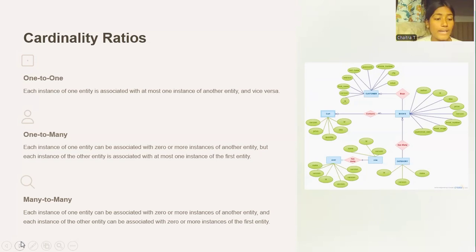Many to many. Each instance of one entity can be associated with zero or more instances of another entity, and each instance of the other entity can be associated with zero or more instances of the first entity.